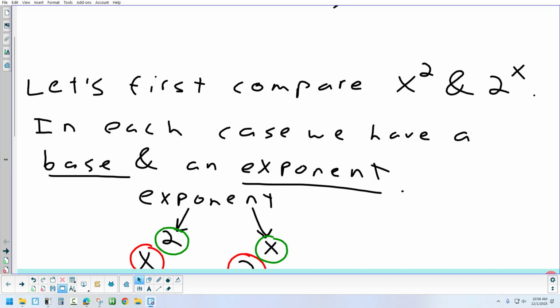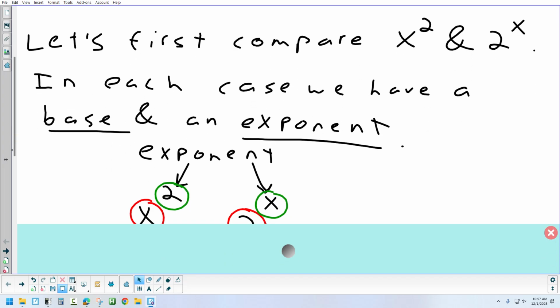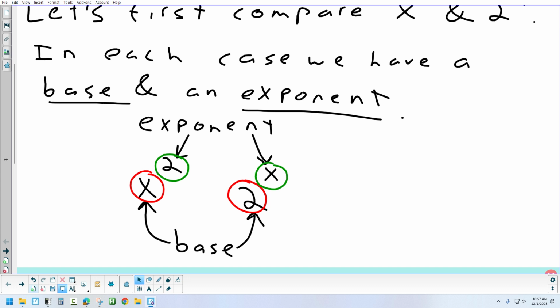The difference is in the first one, the base is a letter, the exponent's a number. In the second one, the exponent is the letter, and the base is a number. Having a letter in the exponent is part of what makes something exponential. We'll talk about something else you need to have too. But 2 to the x is an exponential function.